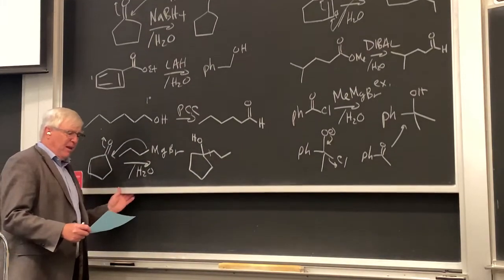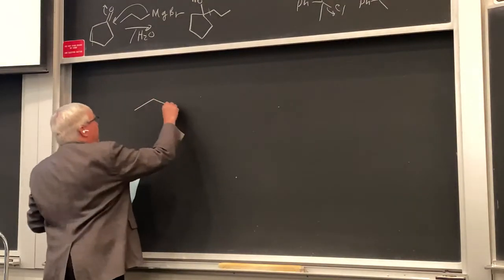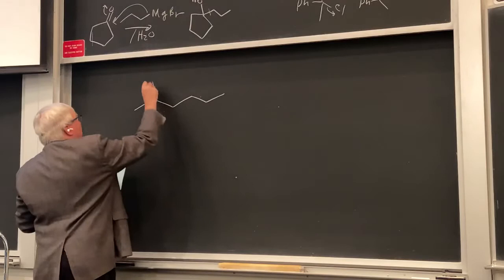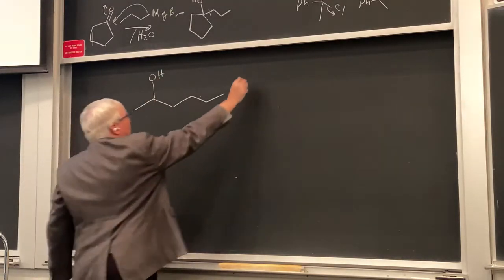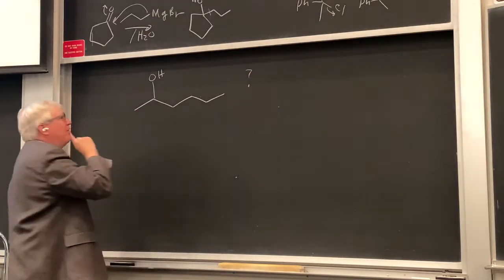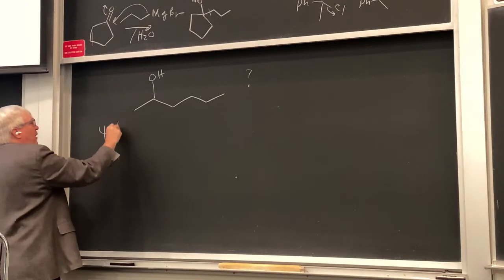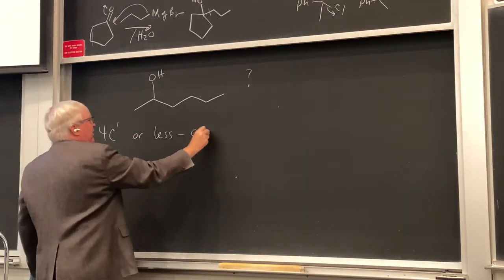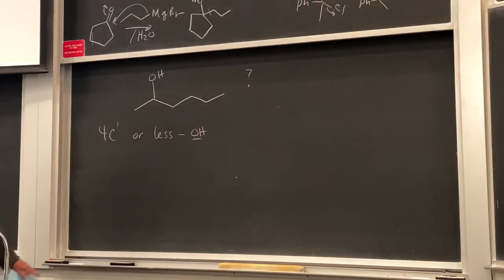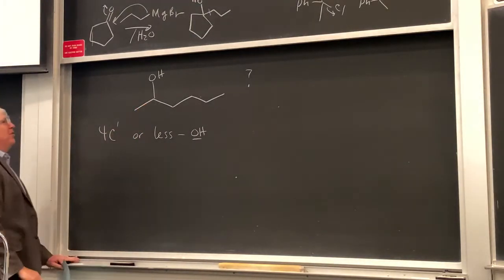So the first one I'd like to show is this one. How would you make this from a simpler compound that has 4 carbons or less? So how do we make this from something that has 4 C's or less? And the cheaper type of starting materials are alcohols. So how would we make it? So this has 6 carbons, okay? It has the alcohol at the 2 position.